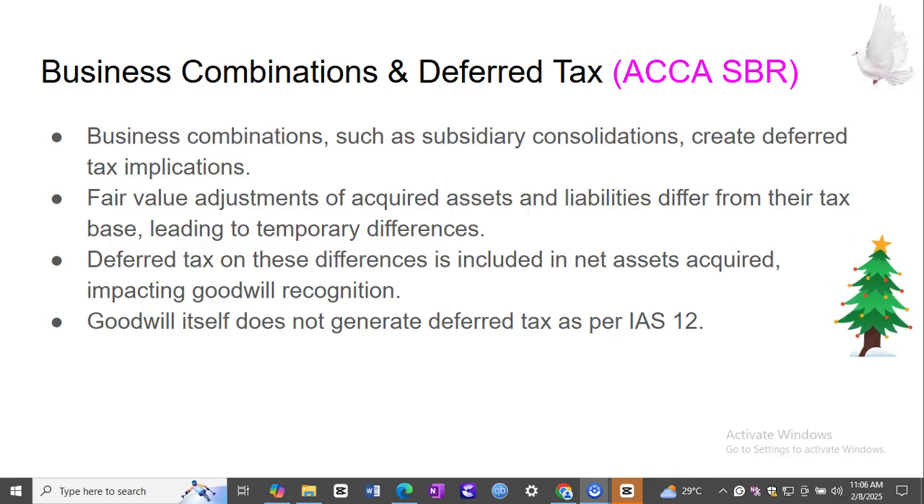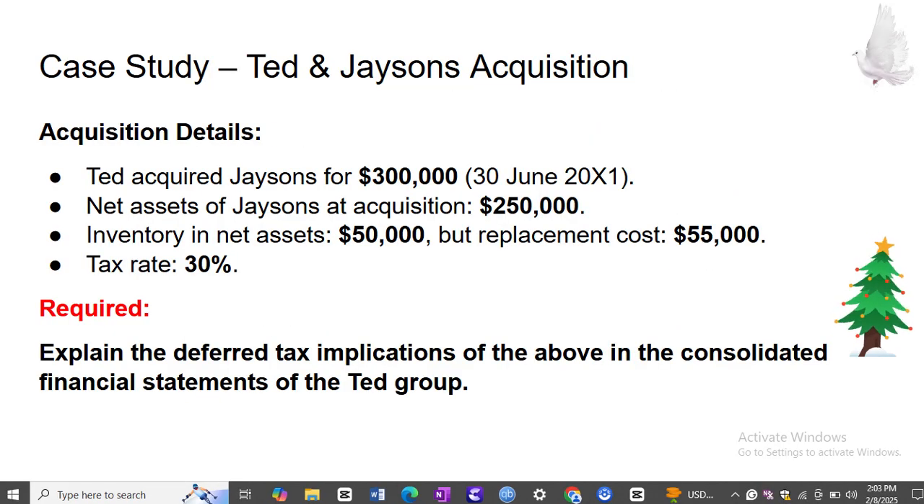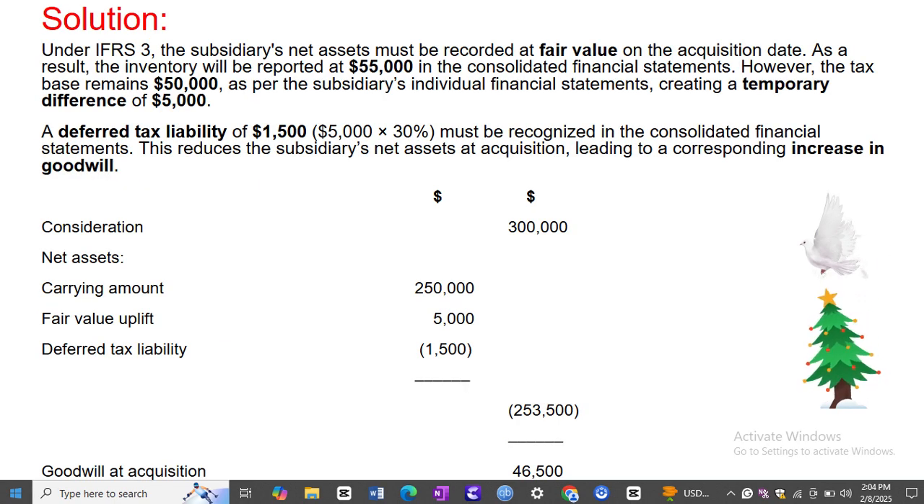Let's look at a real-world example, see how this all plays out. Perfect. Our source material had this great case study about a company called TED. They acquired another company, Jason's, for $300,000. Okay. The net assets of Jason's at the time, $250,000, but there was one asset, their inventory, had a carrying amount of $50,000, but a fair value of $55,000. So that inventory was worth more than what was on Jason's books. Exactly. Fair value adjustment of $5,000 right there. Okay, so what does that mean for deferred taxes? Well, assuming a tax rate of 30%, that $5,000 fair value adjustment creates a deferred tax liability of $1,500 for TED. So TED's got to recognize that liability on their consolidated financial statements.